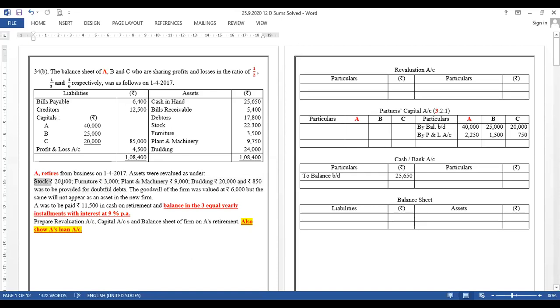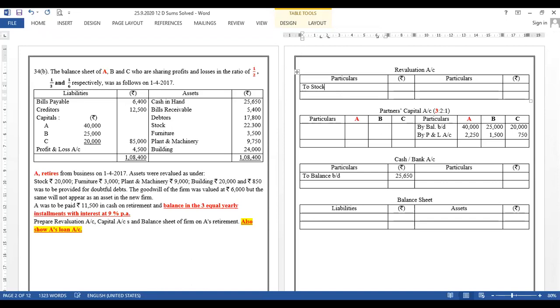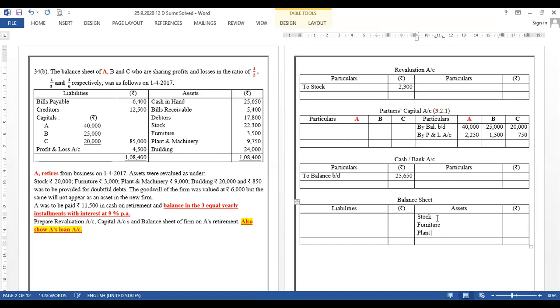Stock is revalued for rupees 20,000. The stock can be seen as 22,300. It is now revalued for 20,000, so it's a loss. Let me write the difference over here, to stock, and the difference will be 2,300. And the new values: stock, furniture, plant and machinery, building. Because the revaluation is given, it will be easy for me to copy down from here. Stock is revalued for rupees 20,000, furniture is 3,000, plant and machinery is 9,000, and building is 20,000. Let us complete the four amounts now.